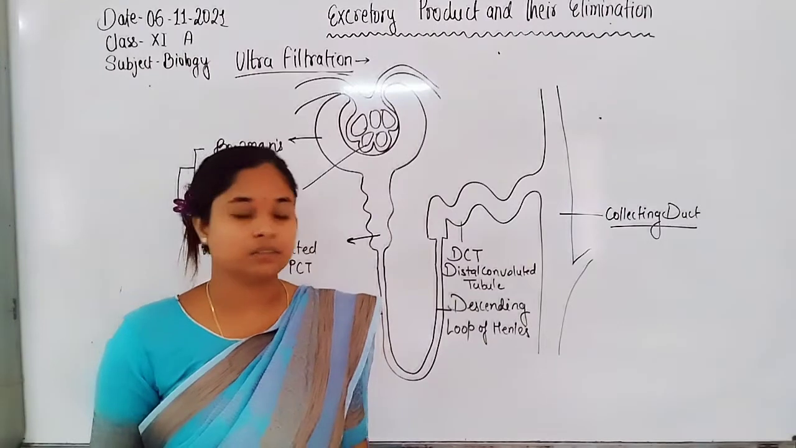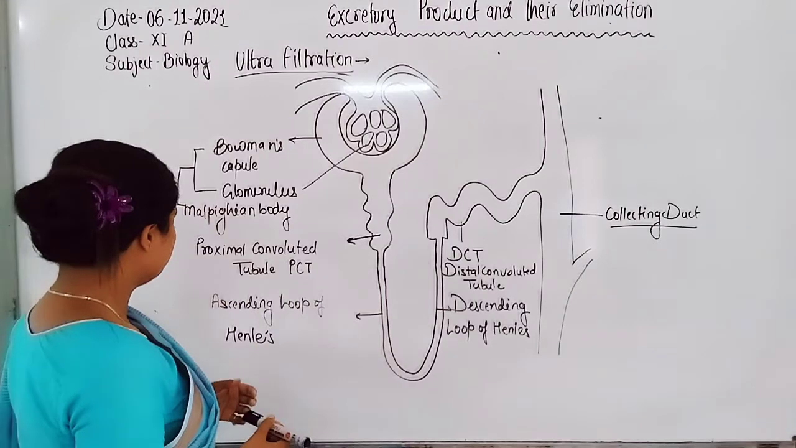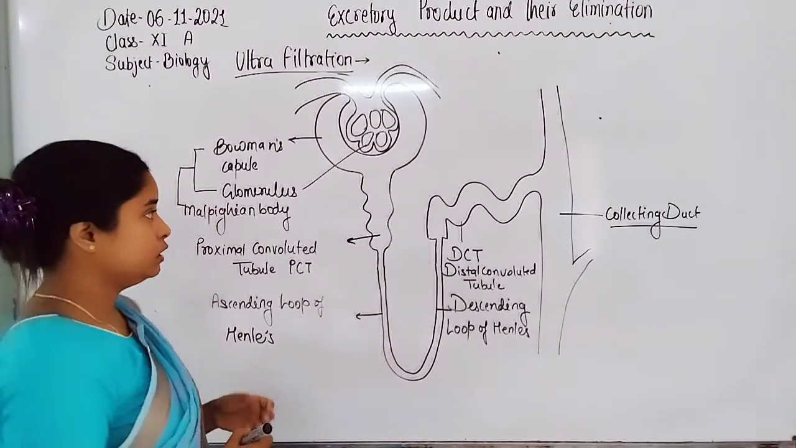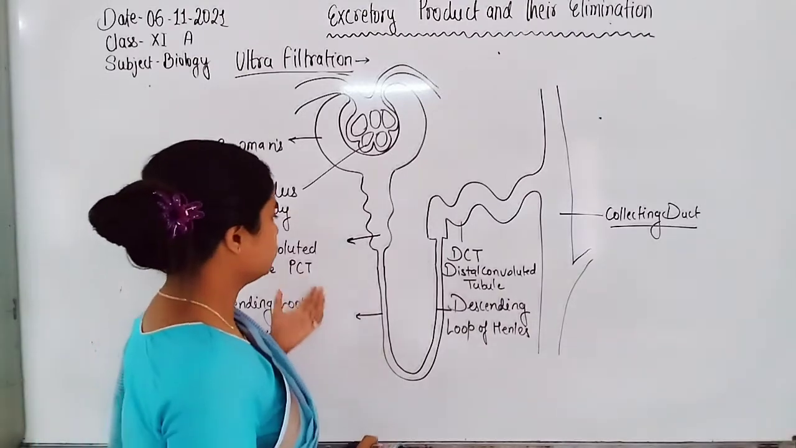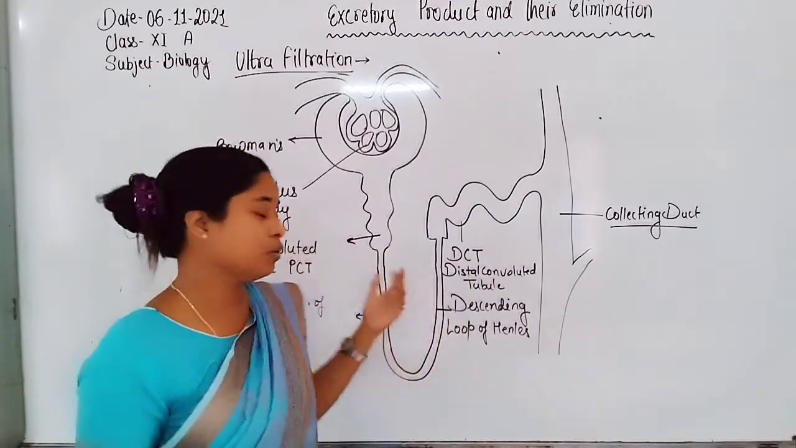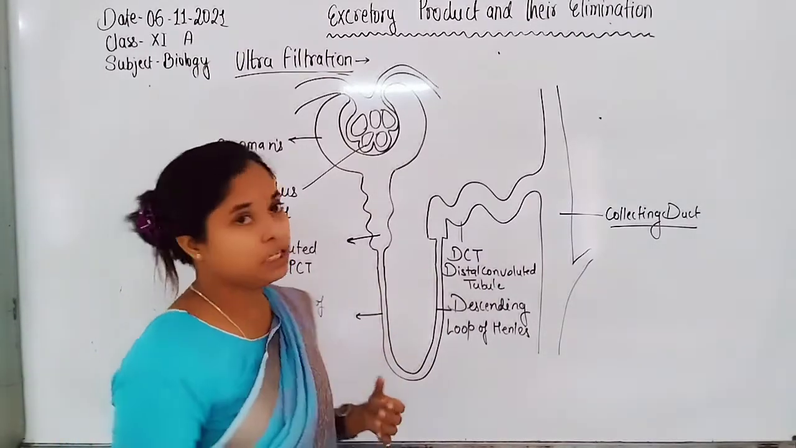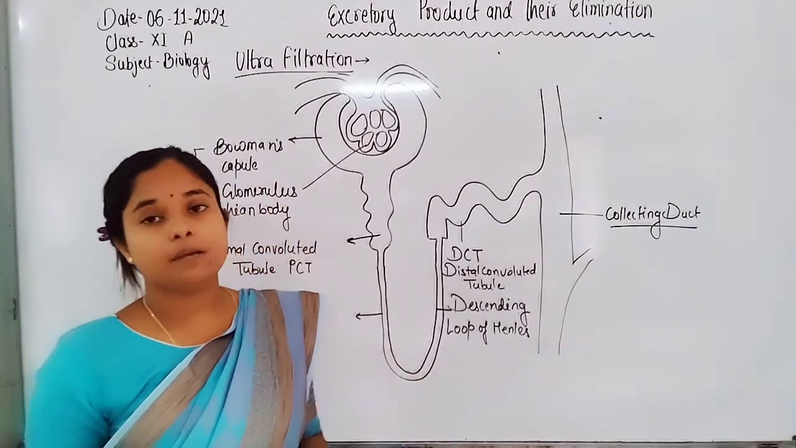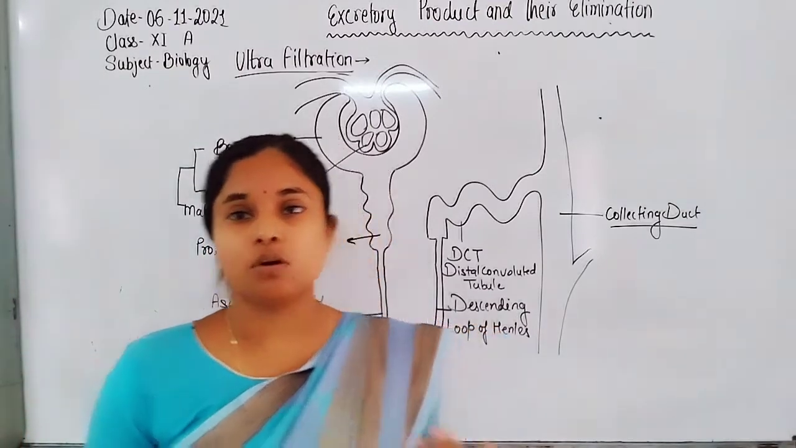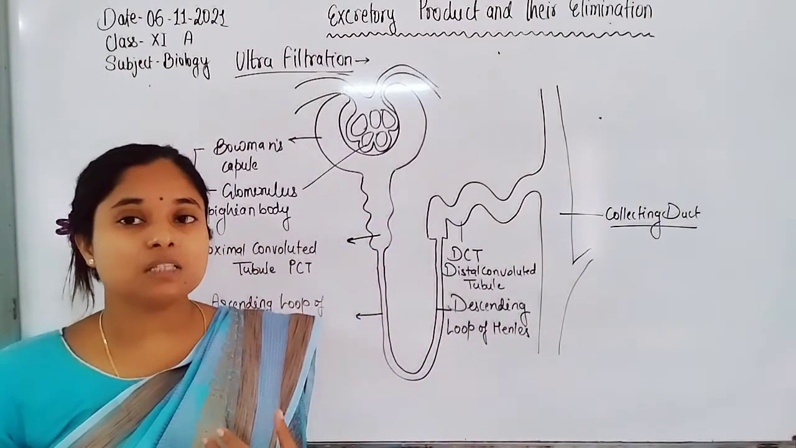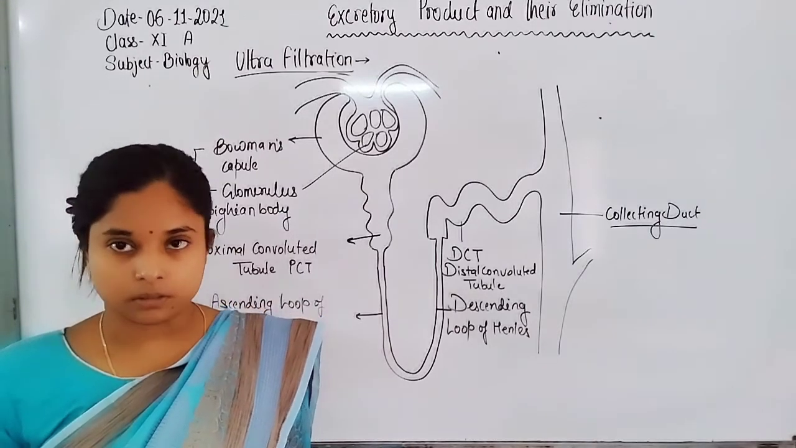Now these are the parts of the nephron. The vasa recta are minute capillaries present around the nephron, which help in the reabsorption of nutrients and compounds. But the major important thing is how the filtration is done, how the ultrafiltration is done.